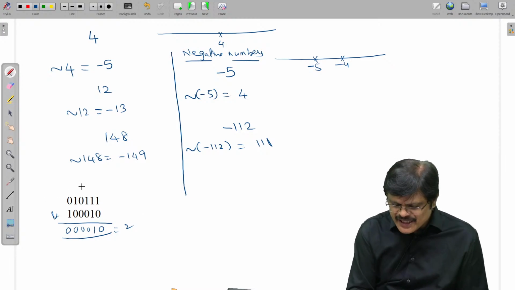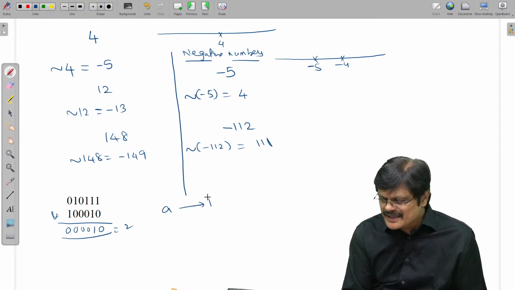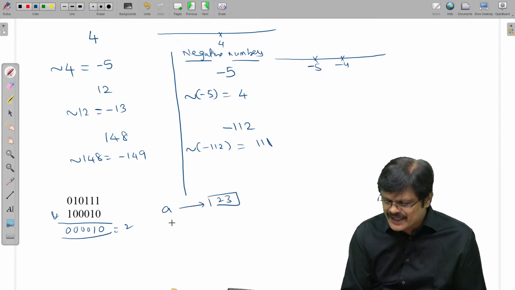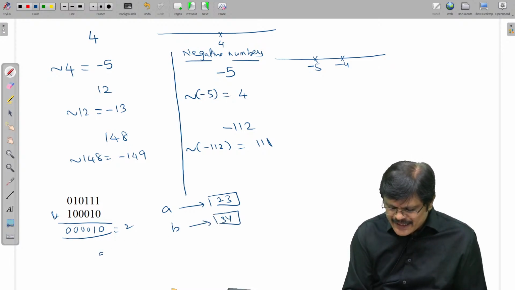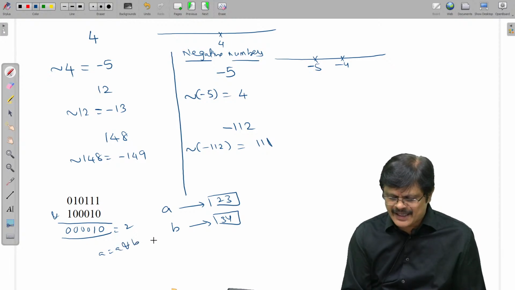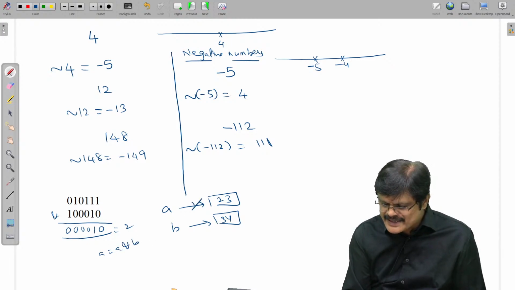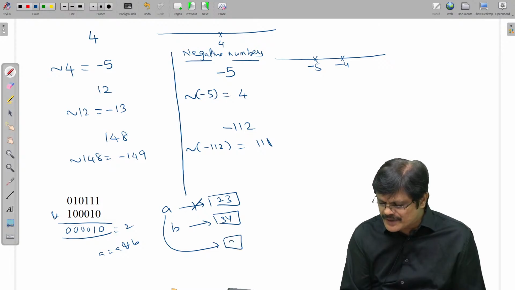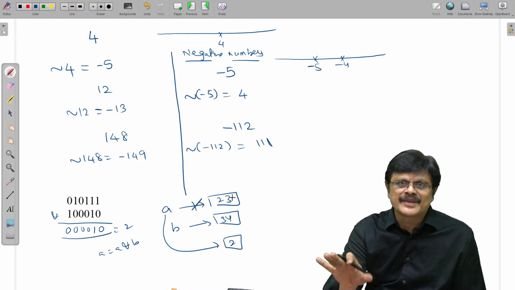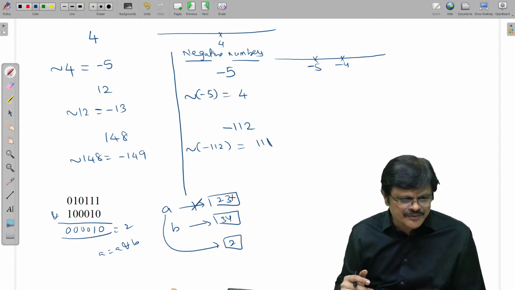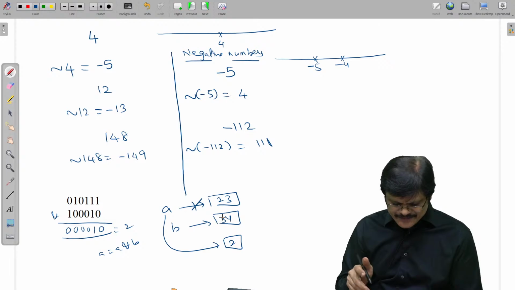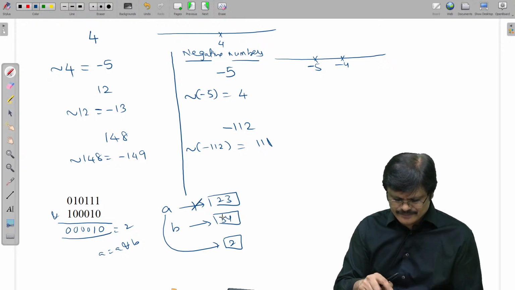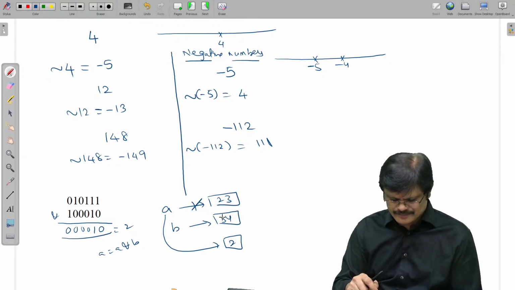So initially a is referencing the object 23, and b is referencing the object 34. Now when you do a is equal to a bitwise AND b, the result is 2, that is, a now references the object 2. See, the 23 object remains the same, but a now references the object 2. This is what actually happens. Hope you understand. Is the idea clear?